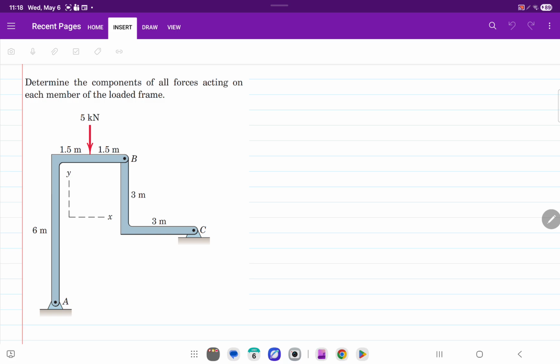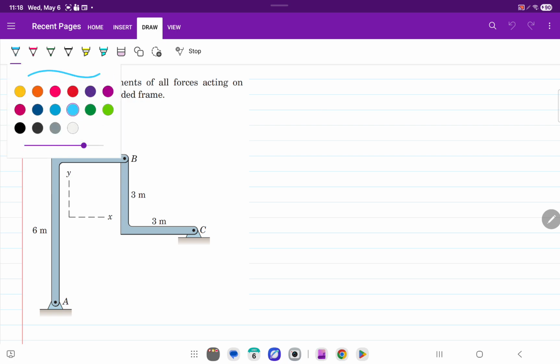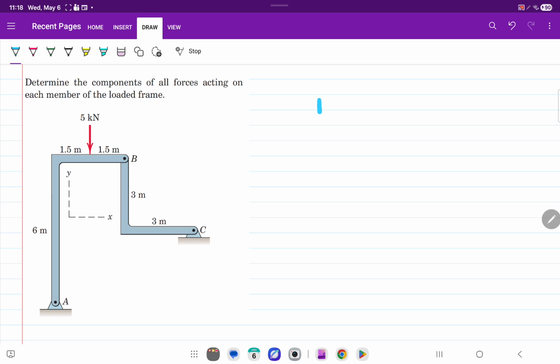Let's say we want to calculate the internal forces from point A to B. So first, what you need to do is dismember everything. Imagine you have, let's make it thicker, I guess. Here's the member AB.